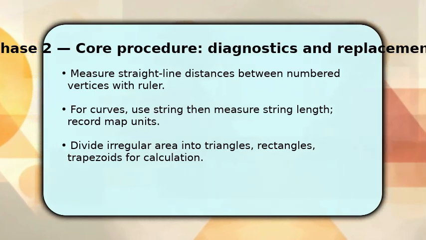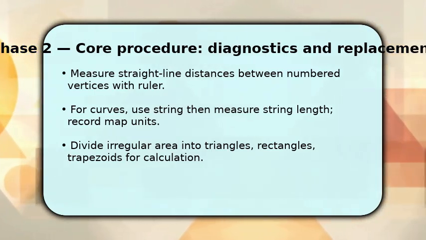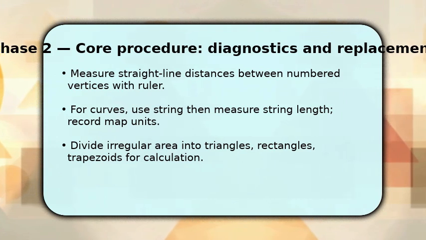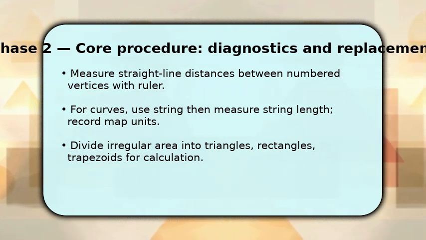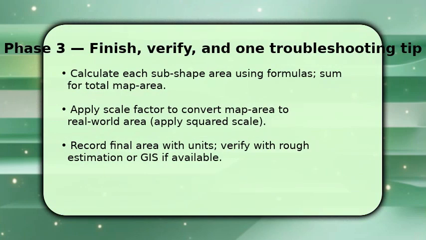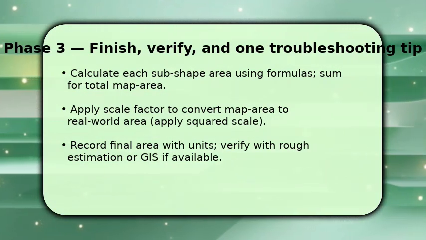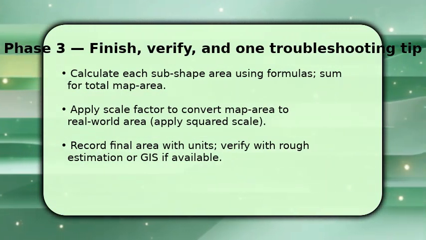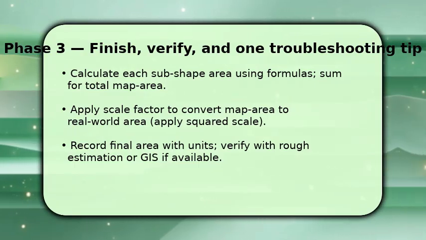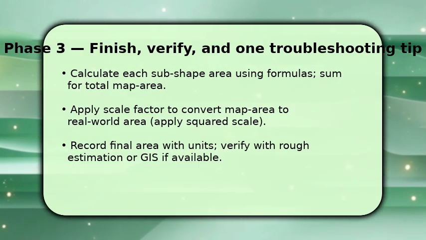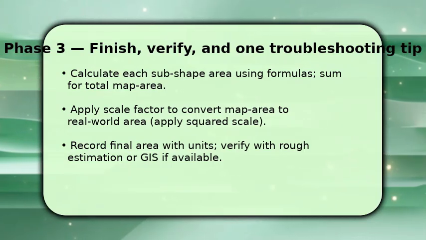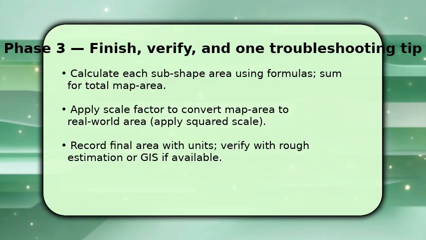Finish by converting and verifying your calculation. Calculate area for every subshape using appropriate formulas, then sum them to get the total area on the map. Next, apply the scale squared. If scale is 1:50,000, multiply map area by 50,000² to convert to real-world square meters or kilometers. Round sensibly and write the units clearly. Before you finish, cross-check with a quick estimation.